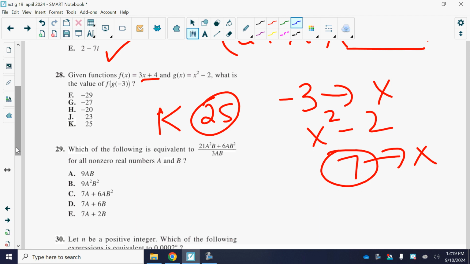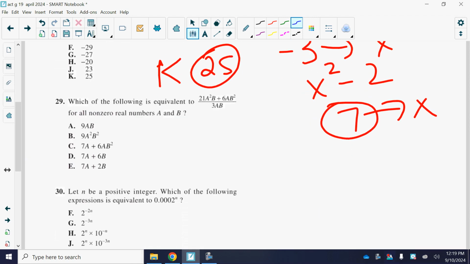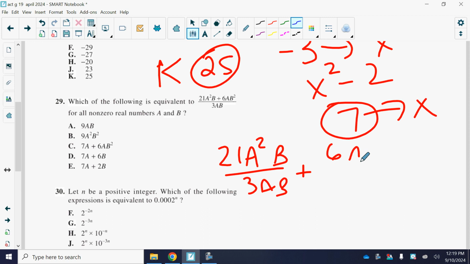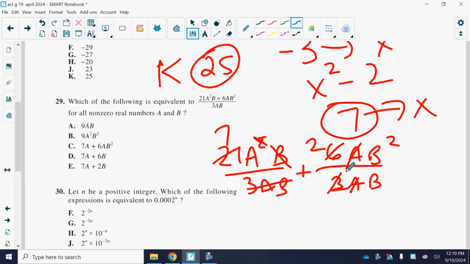29 is, they do this a lot in different ways. The 3AB is forked. That is, it's not divided into the first. It's not divided into the second. It's divided into both the first and the second. So you get 7A plus what? 2B. So the answer is E right there.